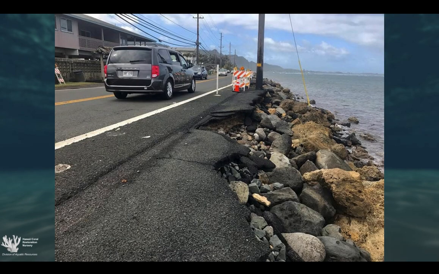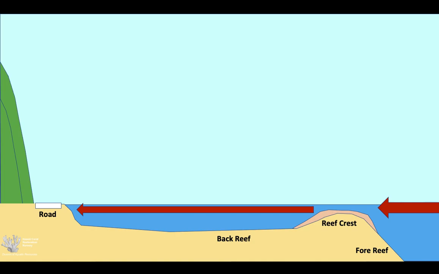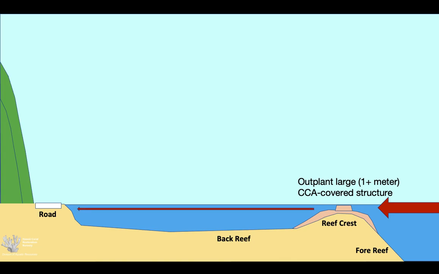So what we're hoping to do is, by outplanting Crustose coralline algae colonies directly onto the reef crest, we can reduce the wave energy that's able to make it past the reef crest, which then results in a reduction in wave energy hitting the shoreline, hitting the road, and therefore creating more resilient communities and protecting the communities that exist and rely on this road.